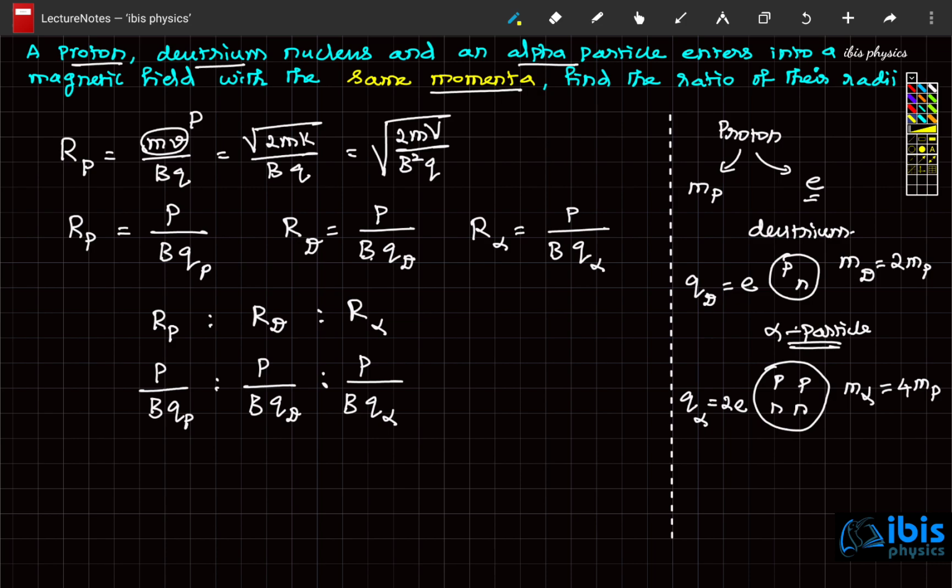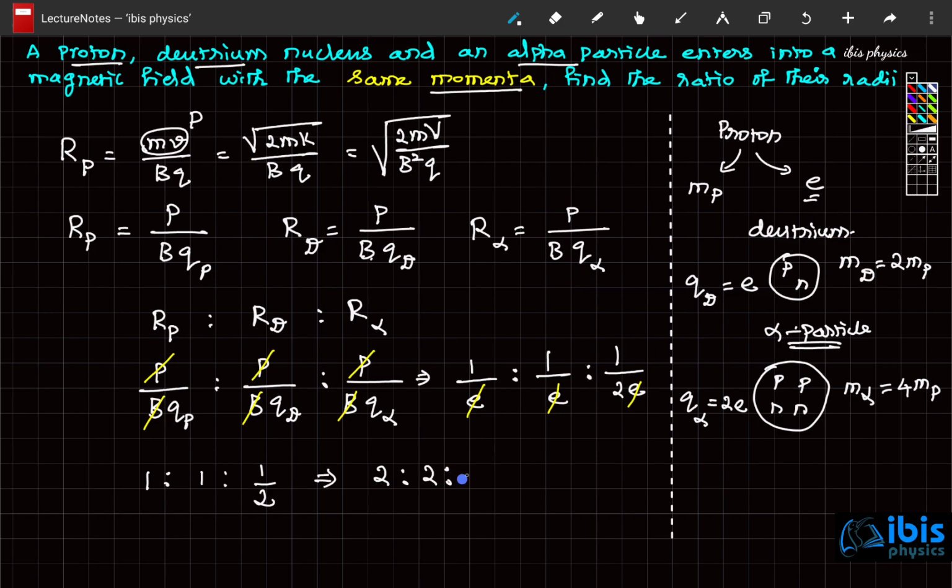All of them are the same. The momenta are the same, and the magnetic field they are entering is the same. So the net result is 1 by the charge of the proton, E, is to 1 by the charge of the deuterium, also E, is to 1 by the charge of the alpha particle, 2E. The common E cancels. So we have got the ratio 1 is to 1 is to 1 by 2. Multiplying the whole thing by 2, you get 2 is to 2 is to 1.